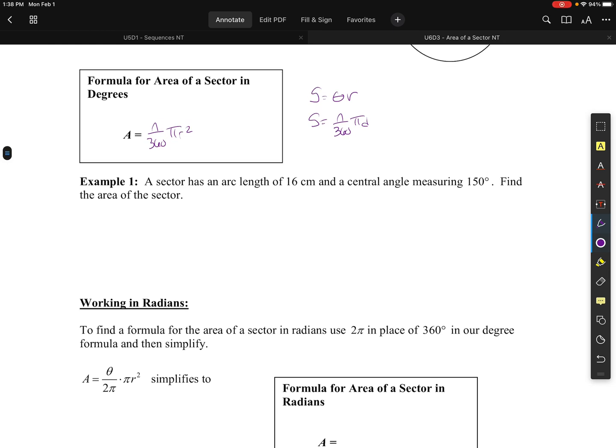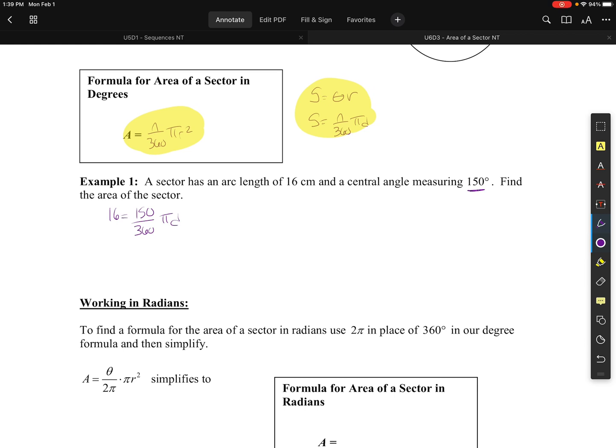Alright, a sector has an arc length of 16 centimeters and a central angle measuring 150. Find the area of the sector. Alright, so we're combining here. We're using both these formulas along with our new formula. So I see the central angle in degree mode. I'm going degrees. 16 equals 150 over 360 pi diameter.